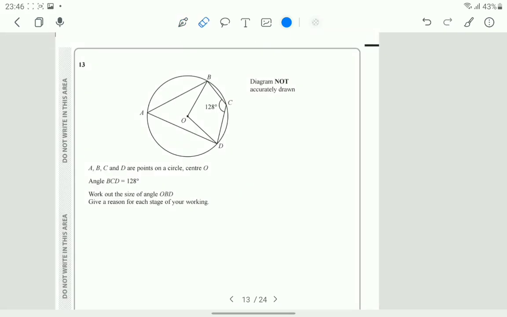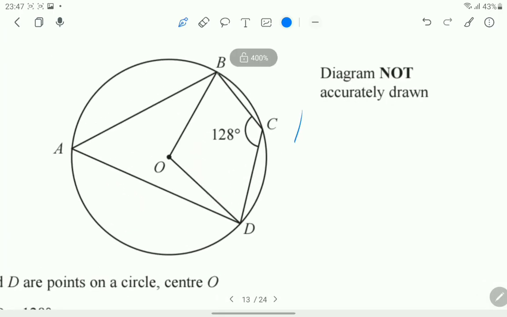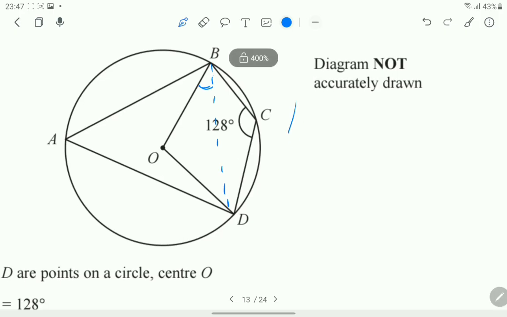Scary question. Question 13. Circle properties. Let's read it. A, B, C, and D are points on a circle with center O. Angle BCD is 128 degrees given in the question, and work out the size of angle OBD. Give a reason for each stage of your working. So just for the slow learners, the letter which is in the center is the angle we're talking about. So in this case we are talking about angle OBD. Don't be confused that there is no angle OBD, because the question wants us to create angle OBD, assume it, and this is the final answer that we are looking for.